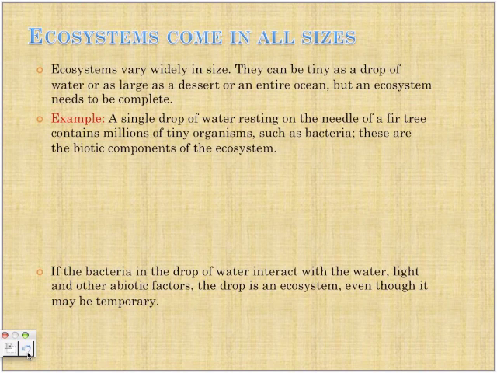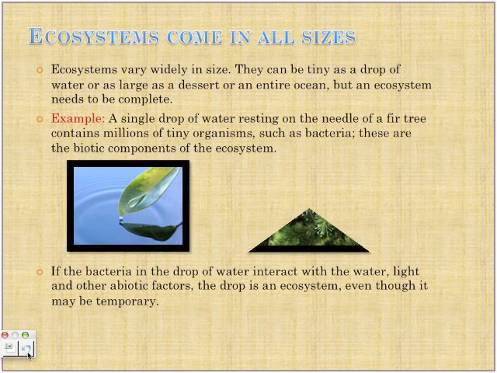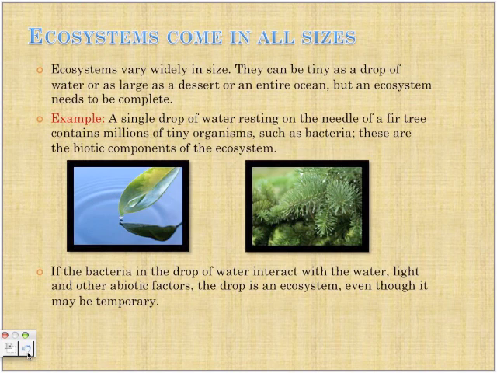An example would be a single drop of water resting on a needle. That could be an ecosystem because there's bacteria and other organisms in there. And if the bacteria in the drop of water interact with water, light, and other abiotic factors, the drop is an ecosystem, even though it may be temporary.